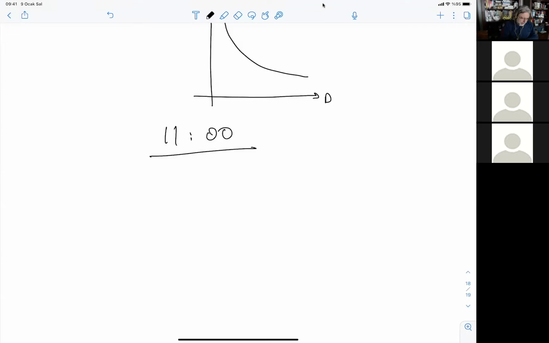Okay, welcome back. So it's already 11 o'clock, and we can now continue with our transform coding discussion.